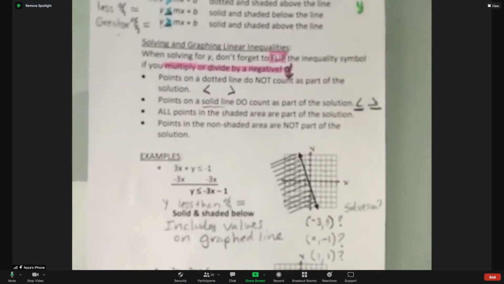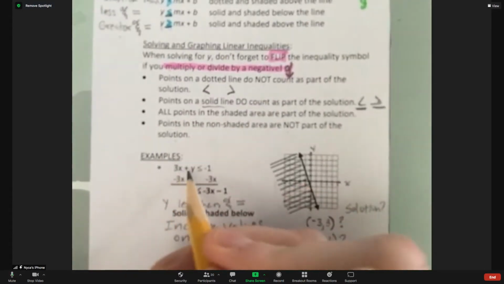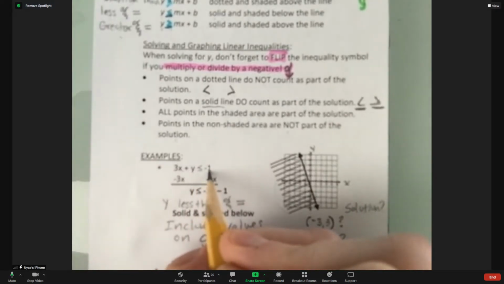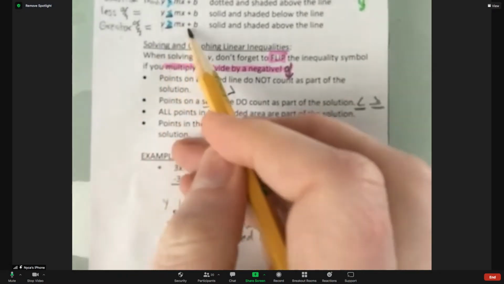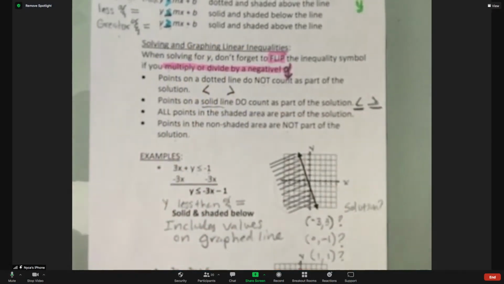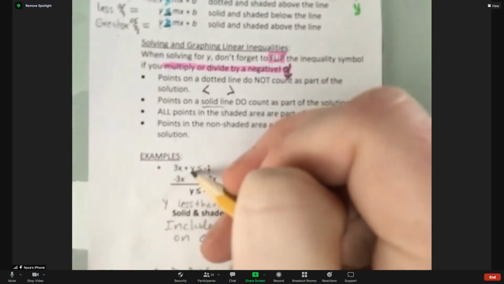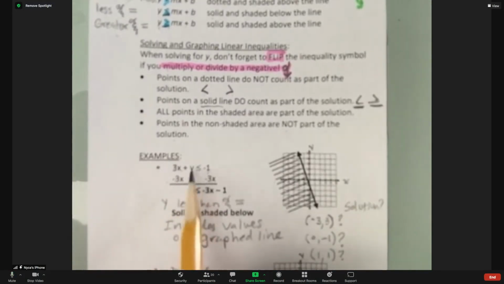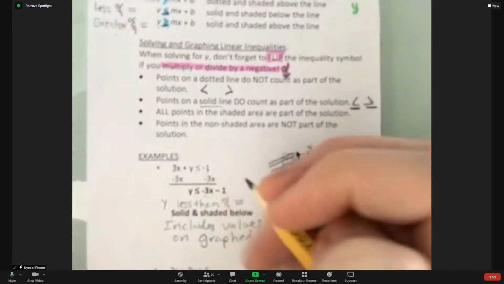So looking at a first example, 3x plus y is less than or equal to -1. Your objective is to get it into that format as seen up here, the y equals mx plus b, but using inequalities. So in order to get this y by itself, you must do inverse operation. And since this is positive 3x, you subtract 3x from both sides. Then you get y is less than or equal to -3x minus 1. Keep in mind, when you're subtracting, there's no flipping of the sign. It still remains the same.